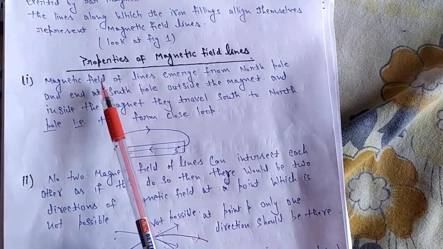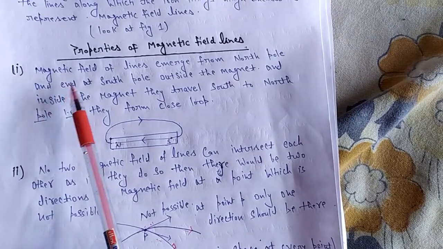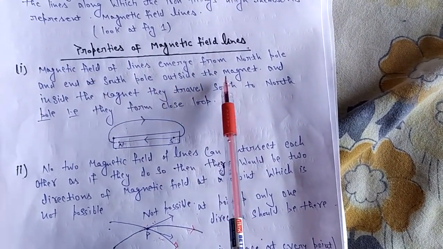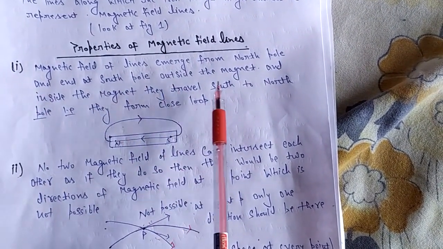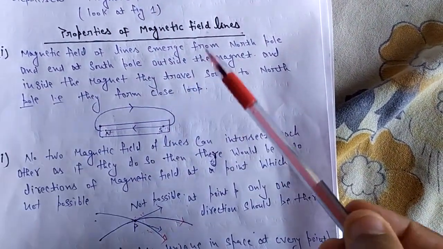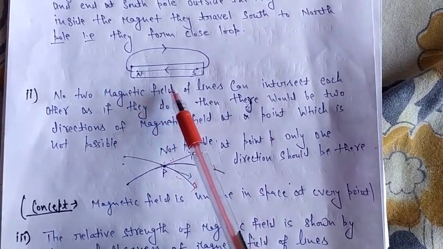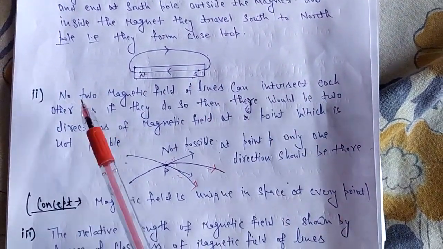First, magnetic field lines emerge from the north pole and end at the south pole outside the magnet, and inside the magnet they travel from south to north pole. It means they form closed loops. Second, keep in mind, no two magnetic field lines can intersect each other.